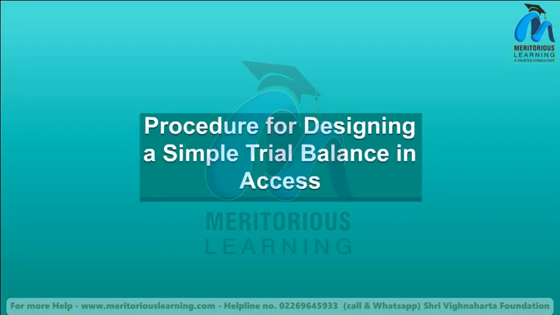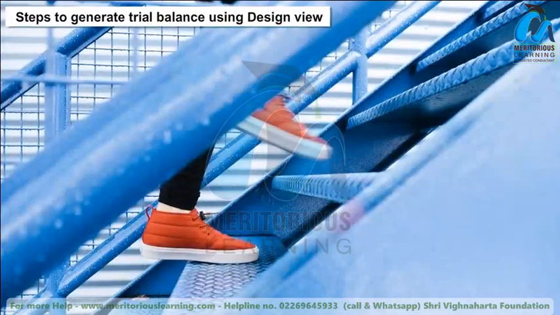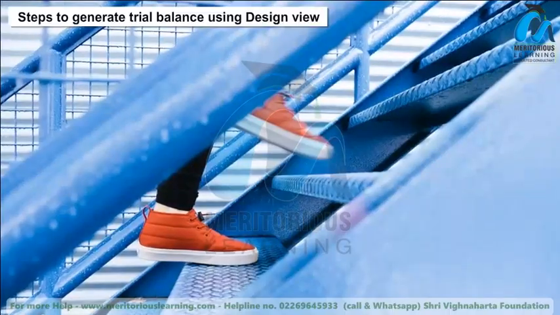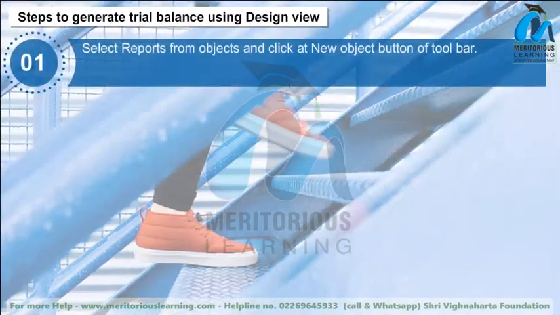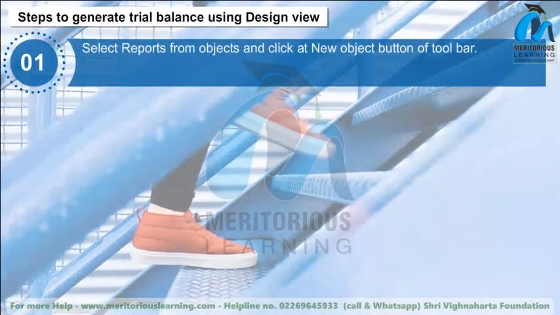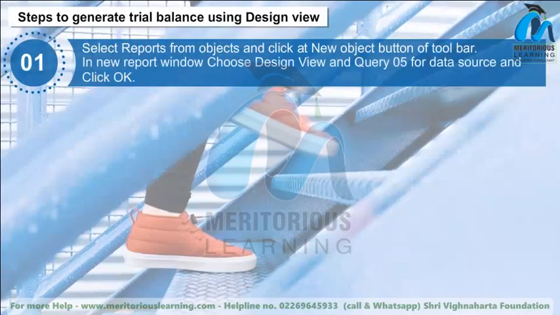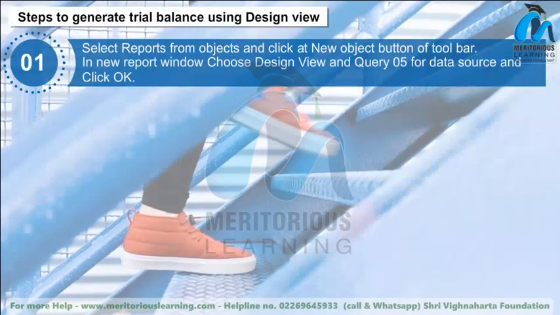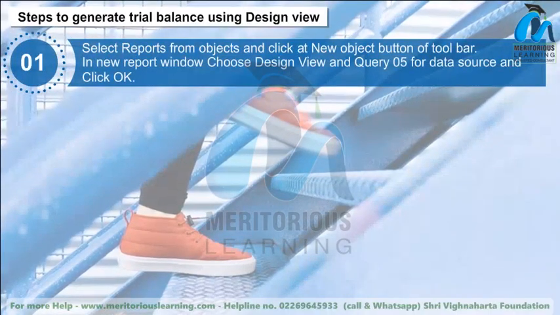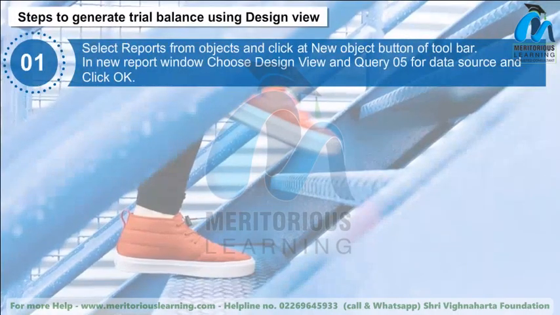Procedure of designing a simple trial balance in Access. Steps to generate trial balance using Design View. 1. Select Reports from objects and click the Add New Object button of the toolbar. In the New Report window, choose Design View and Query 05 for data source and click OK.